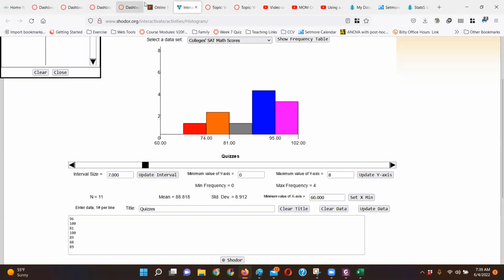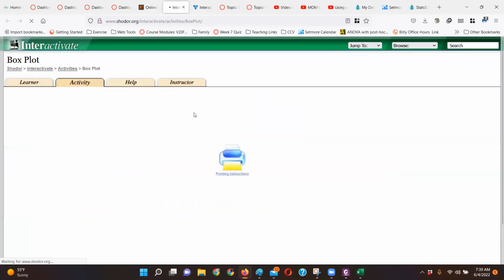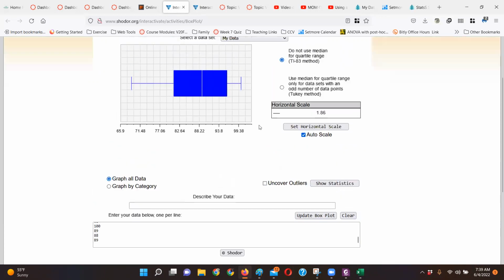Let me come back here to the course. And if I click on that other calculator, that takes me out to another calculator in that interactive site. I'm going to clear the data and paste in the data. Hopefully that's still in the clipboard memory. I'll update my box plot. See, that still looks like a left skew distribution.